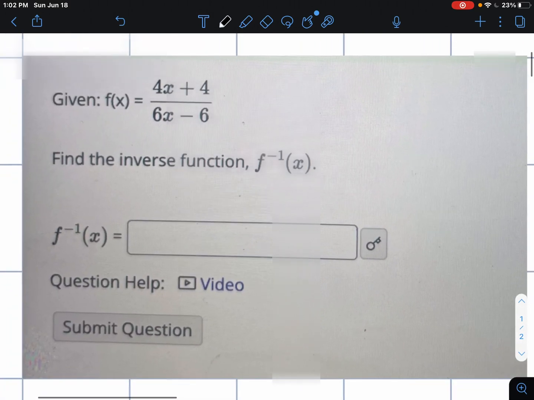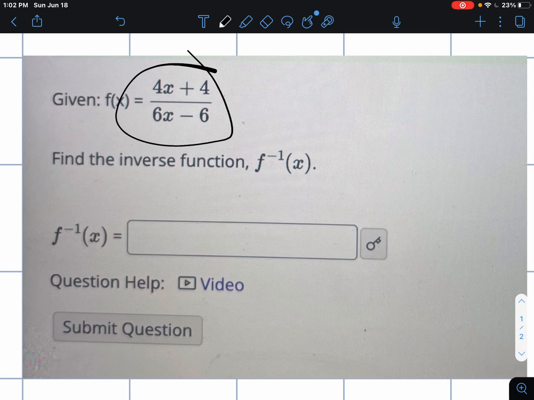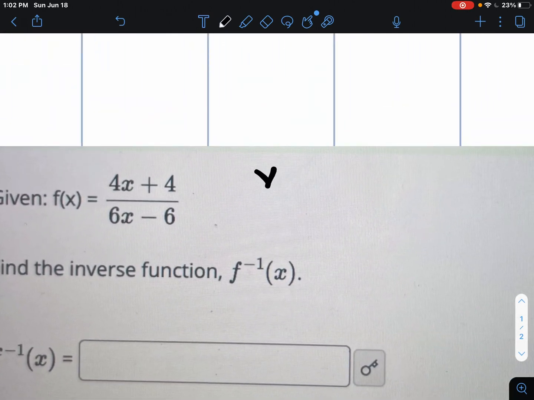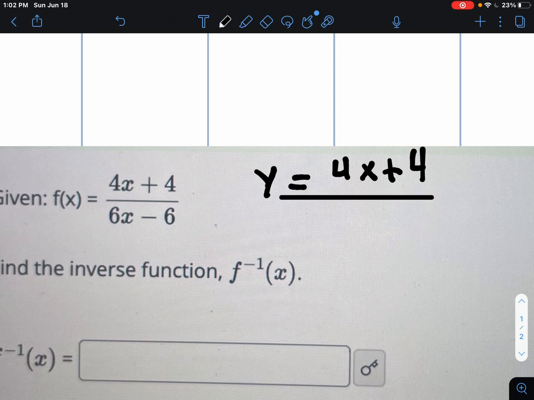So let's get started. First of all, this question is asking us to find the inverse of this function. To do that, instead of f of x equals the function, I'm going to rewrite it as y equals 4x plus 4 over 6x minus 6. So there it's a little more clear.